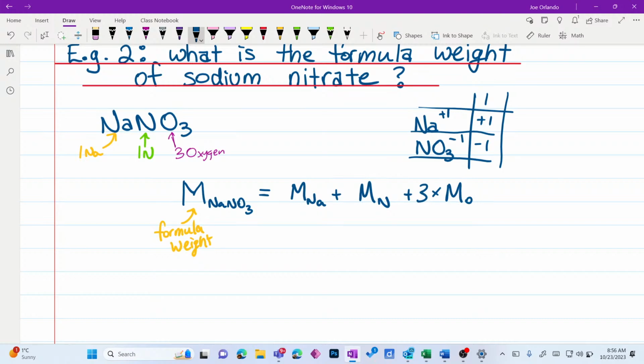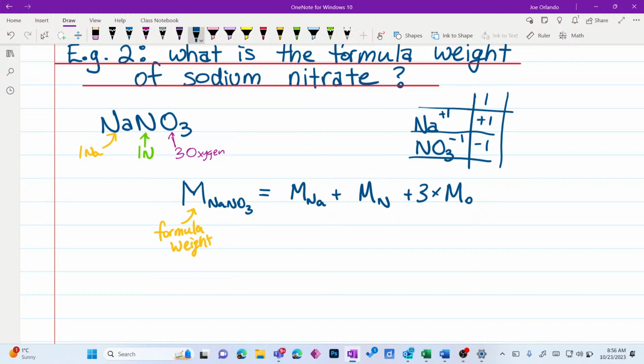So what this is saying is, if you want to find the formula weight of sodium nitrate, all you have to do is look up how much a sodium atom weighs, add it to how much a nitrogen atom weighs, and then you're going to have to look up an oxygen atom, but because we have 3 of them, what are we going to do with that number? Times it by 3. Does that make sense? All right, we're just adding, but in this case, we're multiplying because we've got more than one of them.